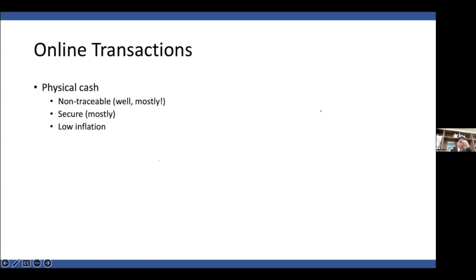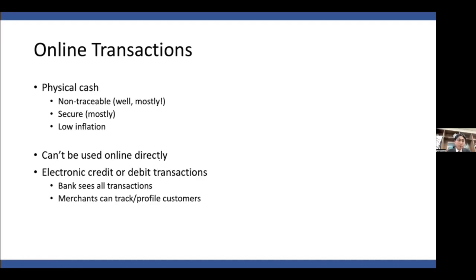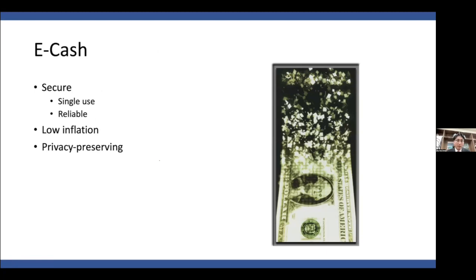Okay. Let's think about online transactions. As I said, online transactions, or ECash, were really one of the earliest motivations for having transactions on the internet. Physical cash is mostly non-traceable, and mostly secure, because you can copy cash, but it is mostly detectable. And it has low inflation, so it's probably a good system. But the thing is that you can't really use it online directly. So instead we were using electronic credit and debit transactions. People always wanted to have this ECash, which is secure, single use, no double spending, super reliable, low inflation, and privacy preserving. Your government should not be able to trace whatever you're doing with your ECash.